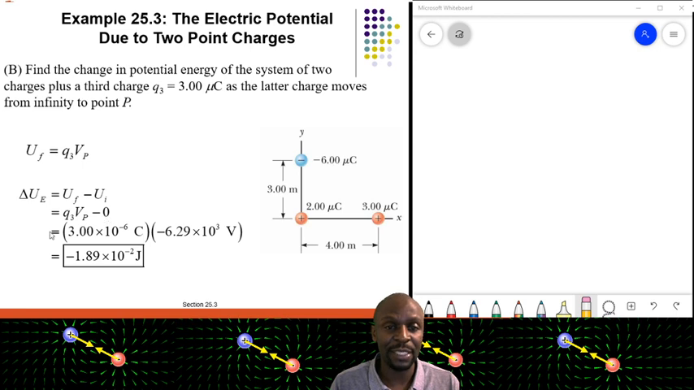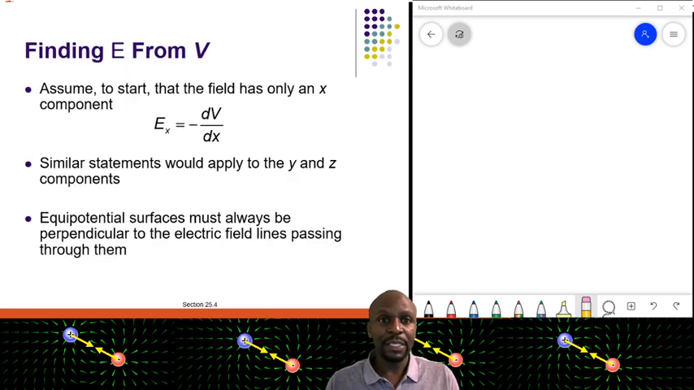Now in that case, the change in potential energy is just given by this equation there. Right. Now let us also discuss the case of finding the electric field from the potential. Assume that the field has only the x component. If the field has only the x component, the electric field in x is just defined as the negative gradient of the electric potential.